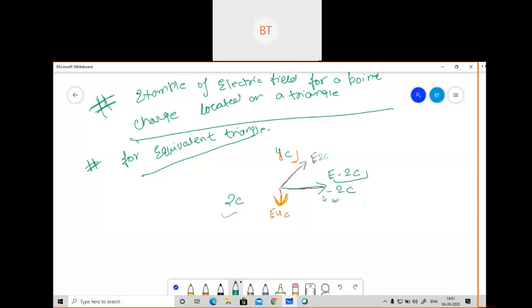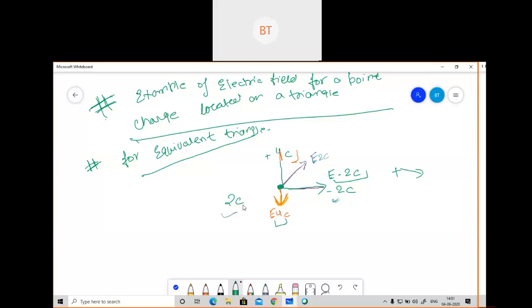So please understand one thing, I have told you in the last class also, if you can see the videos. Because of positive charge, it is going away from it. So see, here plus is there. Because of this plus, if I'm assuming this is our center, it will go away from it. So I had put an away sign here, and I had written here E plus 4c.